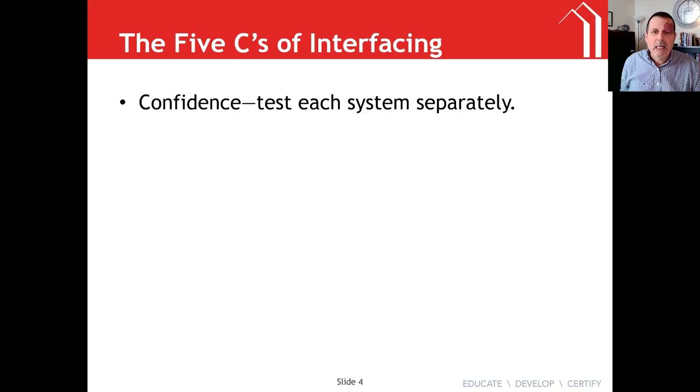The 5 C's are confidence. We have to have confidence. You have to test each system separately. I cannot be confident of an interface if I'm not confident of both systems independently, on their own, right? We have to make sure that they work on their own. We have to be confident in this, right?